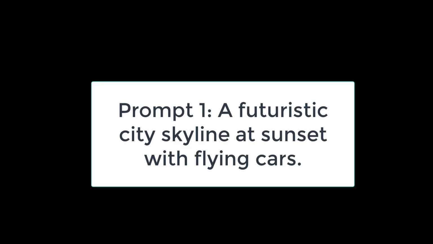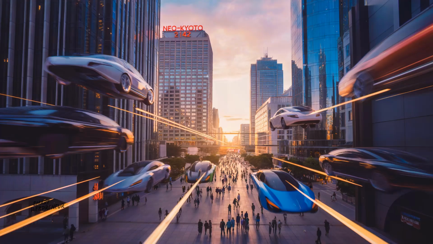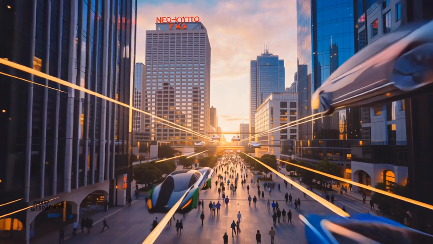Prompt 1. A futuristic city skyline at sunset with flying cars. For our first test, we imagine a futuristic city at golden hour. Neon-lit skyscrapers and flying cars zipping by. Here are the results. This one is by MidJourney.